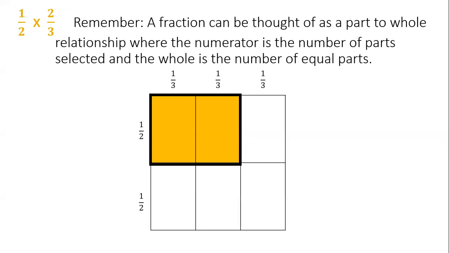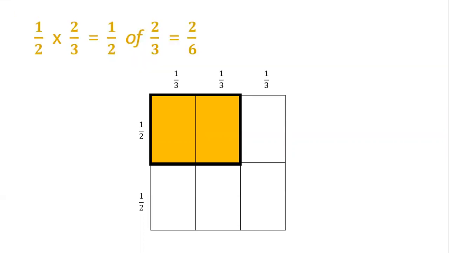Remember, a fraction can be thought of as a part-to-whole relationship, where the numerator is the number of parts selected and the whole is the number of equal parts. 1/2 times 2/3 is equal to 1/2 of 2/3, which is equal to 2/6. We have 2 parts shaded out of 6 equal parts.